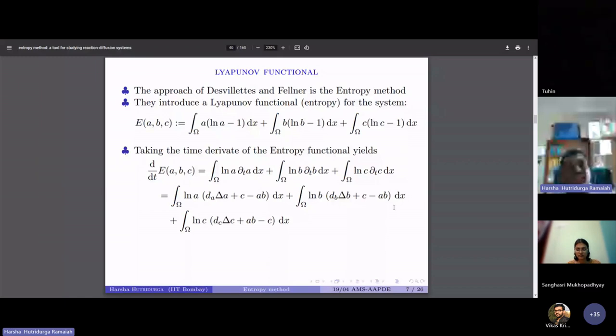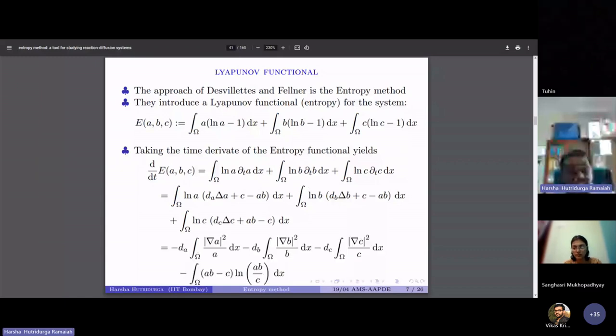And wherever there is a Laplacian, you do an integration by parts. Okay. When you do an integration by parts, when the gradient hits the natural log of A, you get 1 upon A times the gradient of A. Okay. So you get this term. This is the expression that you get when you have done the integration by parts in the Laplacian term. Of course, the integration by parts will throw you a negative term as well. Okay, a negative sign.